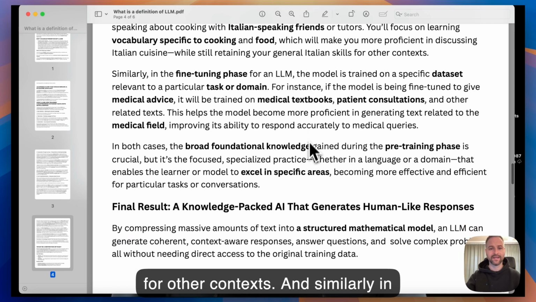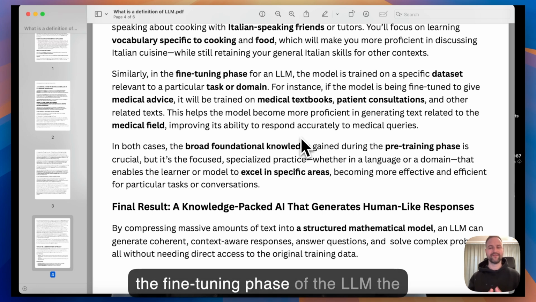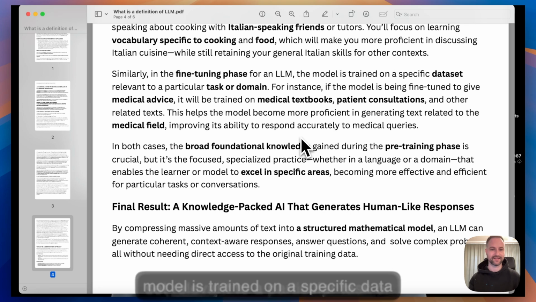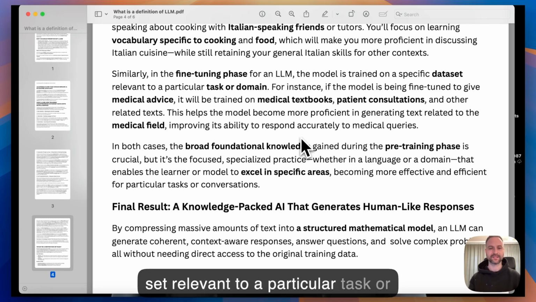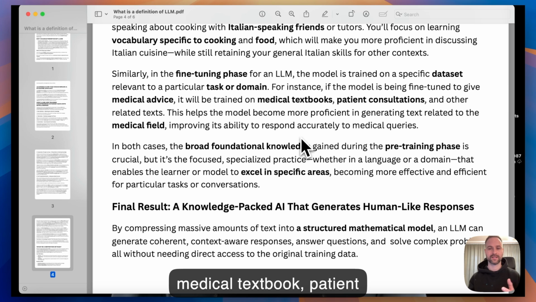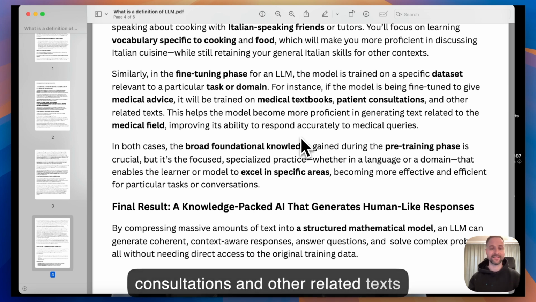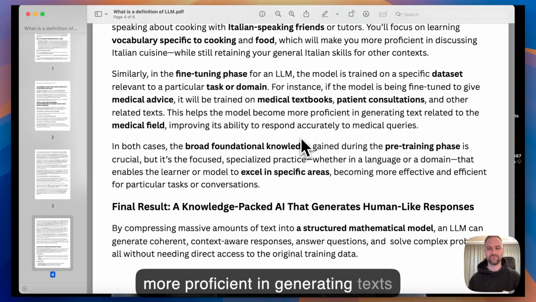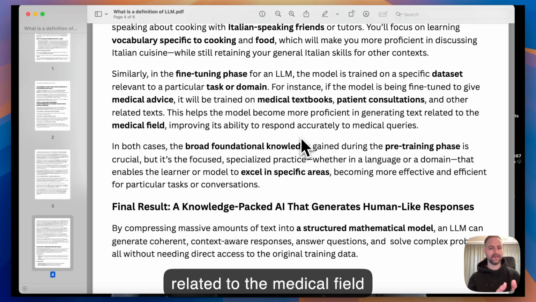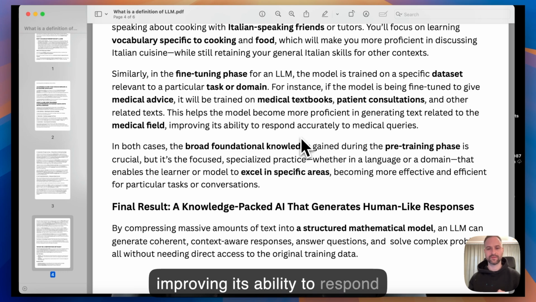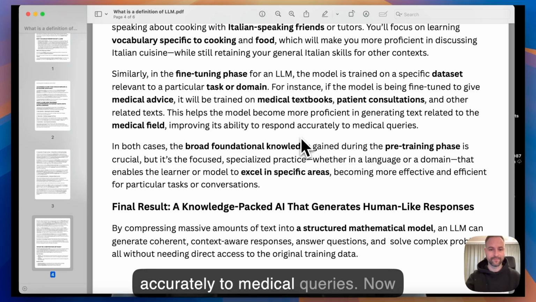And similarly, in the fine-tuning phase of the LLM, the model is trained on a specific dataset relevant to a particular task or domain. For instance, if the model is being fine-tuned to give medical advice, it will be trained on medical textbooks, patient consultations, and other related texts. And this helps the model become more proficient in generating text related to the medical field, improving its ability to respond accurately to medical queries.